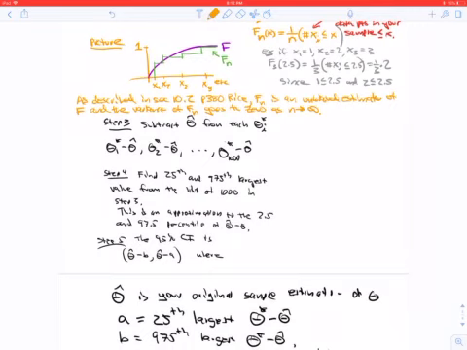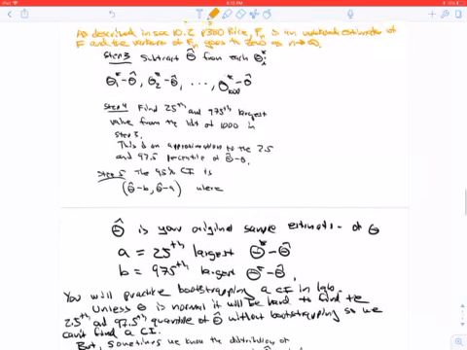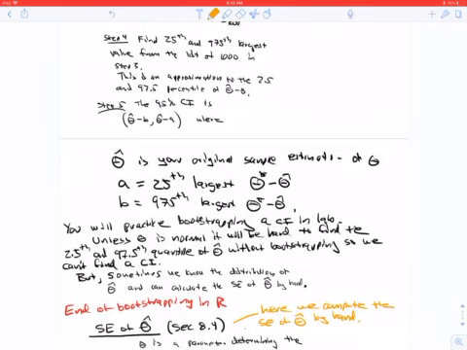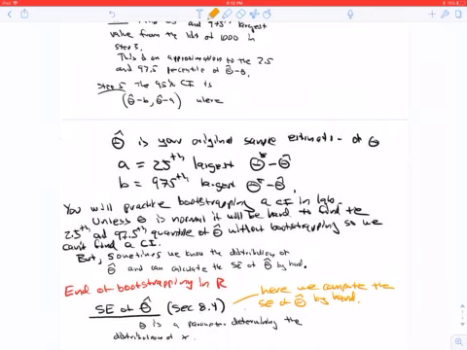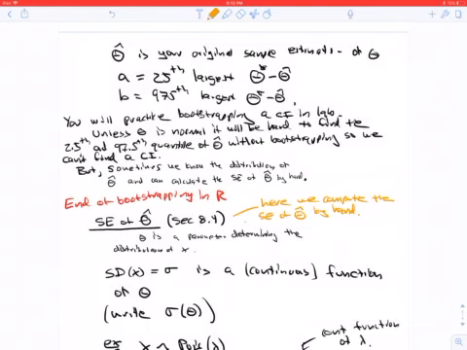So step 3, we subtract theta hat from the theta star i's, and that gives us a list of 1,000 numbers. Now, step 4, we find the 25th and 975th largest value of those 1,000 numbers. And finally, we form our 95% CI, which is theta hat minus B, comma theta hat minus A, where A is the 25th largest number in our list, and B is the 975th largest number in our list. So you'll be practicing that today.